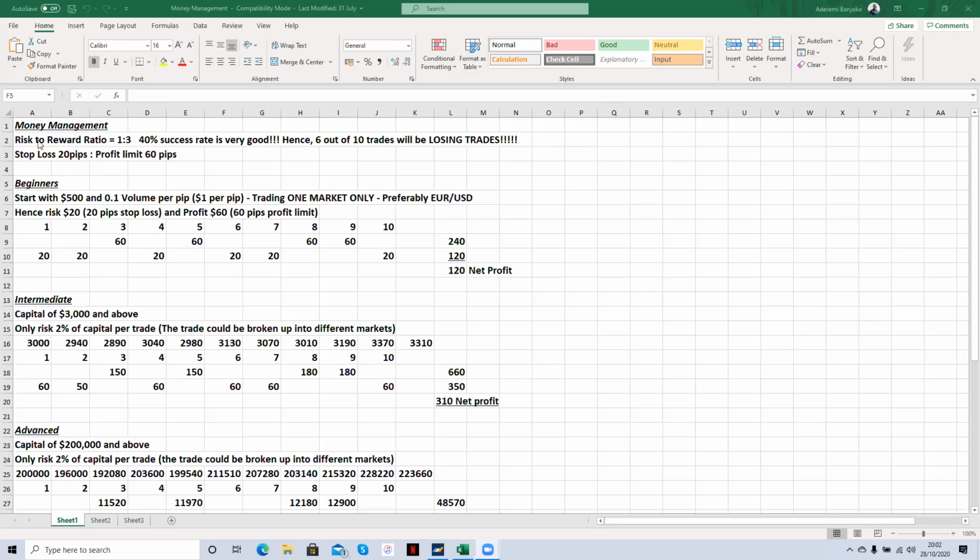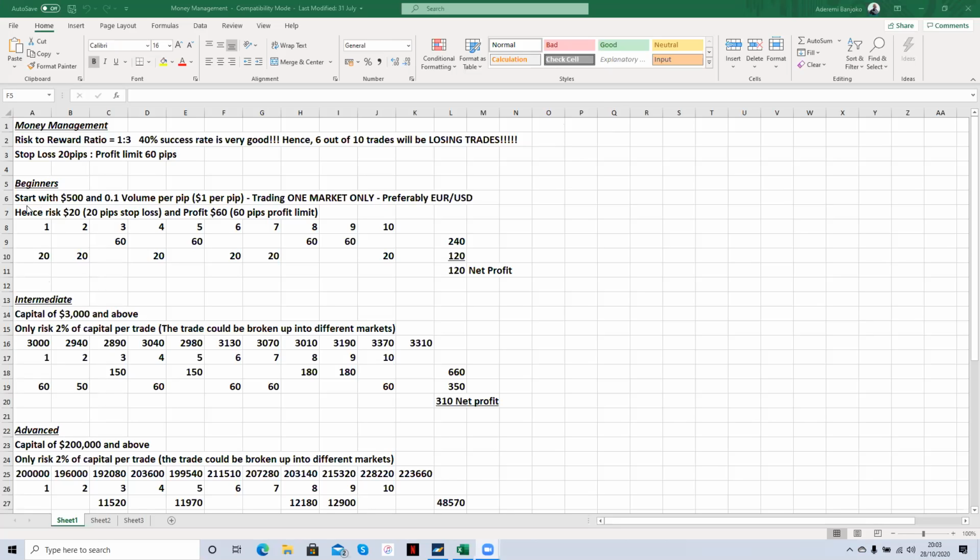So like we said, with money management, the way to be profitable despite the 40% success rate is to have a minimum risk to reward ratio of 1 to 3. So you always want to make 3 times what you're risking. And as you all know, I tend to use a stop loss of 20 pips for my day trading and go for a profit of 60 pips. So let's start with the beginners.